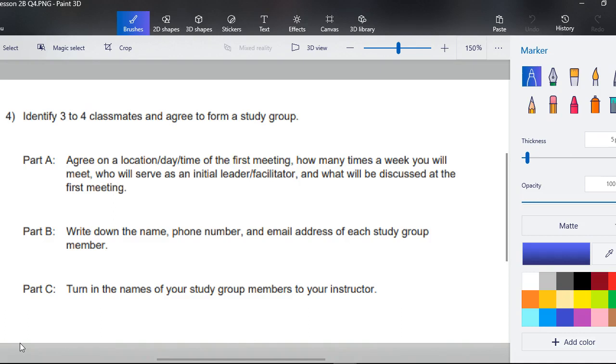I'm not asking you to do that, but I am asking you to highly consider and to highly pursue forming a study group. This concludes our lesson 2B. Go look at your calendar to see if there are more lessons for you to do before this week's deadline.